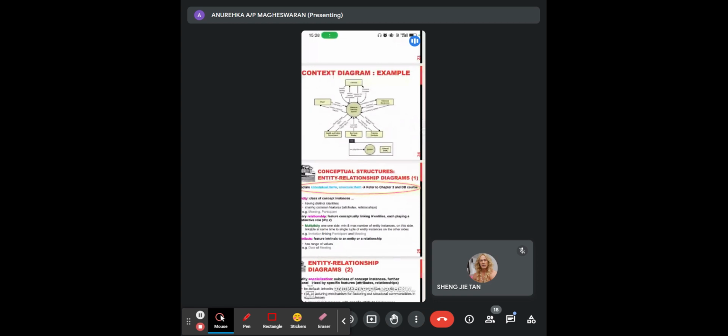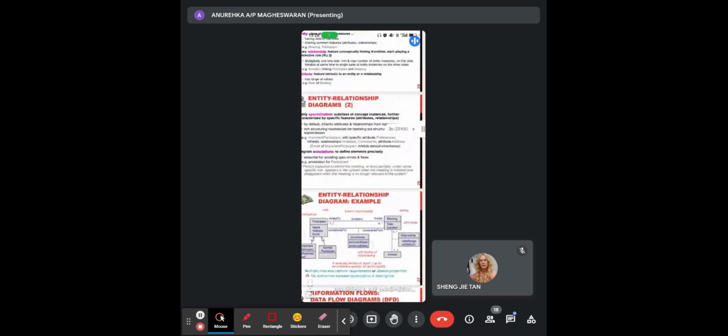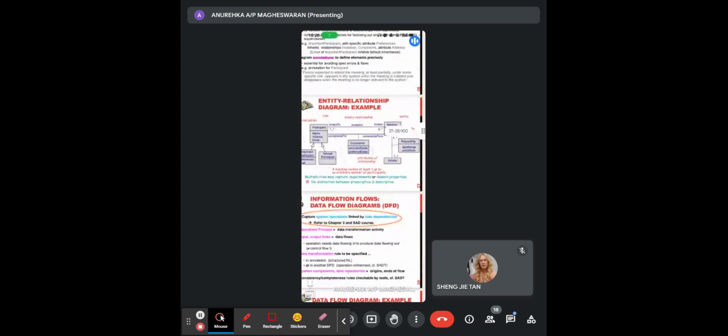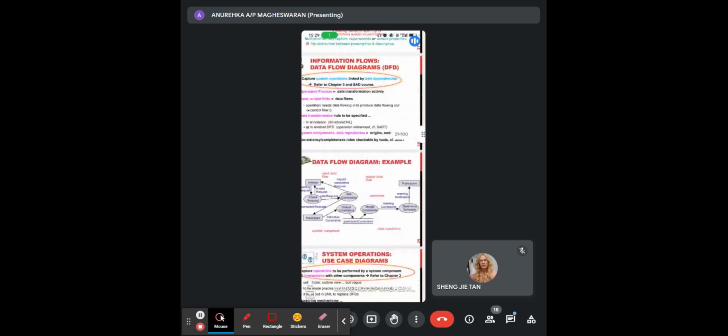So this is context diagram. Basically it shows the system scope, what is in and what is not in. Then we have the ERD diagram, entity relationship diagram, which is the data structure. Okay, then we have the class diagram.